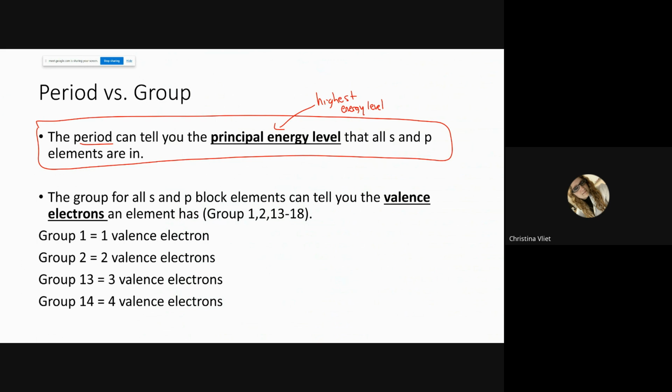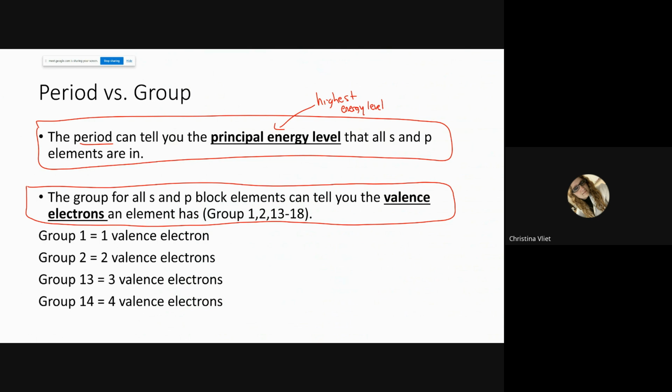Believe it or not, the group actually can give away your valence electrons for S and P elements. So you do not have to write out the electron configuration to figure out valence electrons if you know the following information. For group 1, the valence electrons are always going to be 1. For group 2, the valence electrons are always going to be 2. For group 13, you take away the 1 in front because you have to take away the D block. So you take away 10.